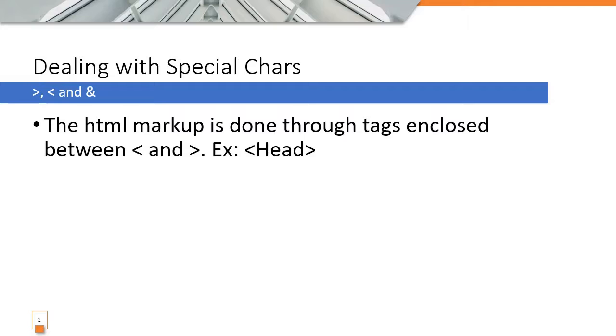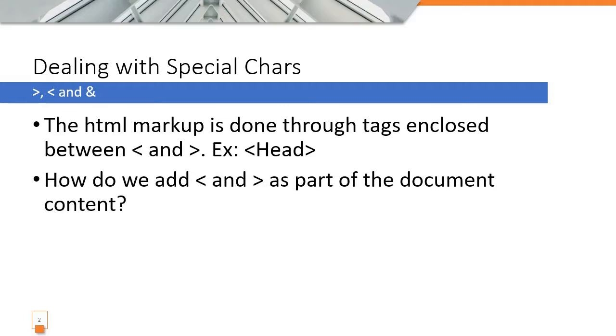The HTML markup is done through tags enclosed between the greater than and less than symbols. For example, if you see here, the head tag is placed between the greater than and less than symbols. So together they constitute the tag or element. So how do we add greater than and less than as part of the document content?